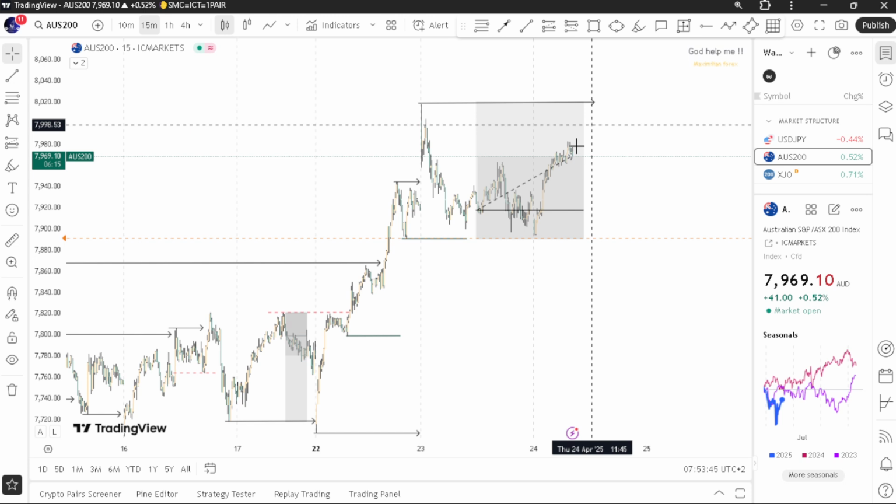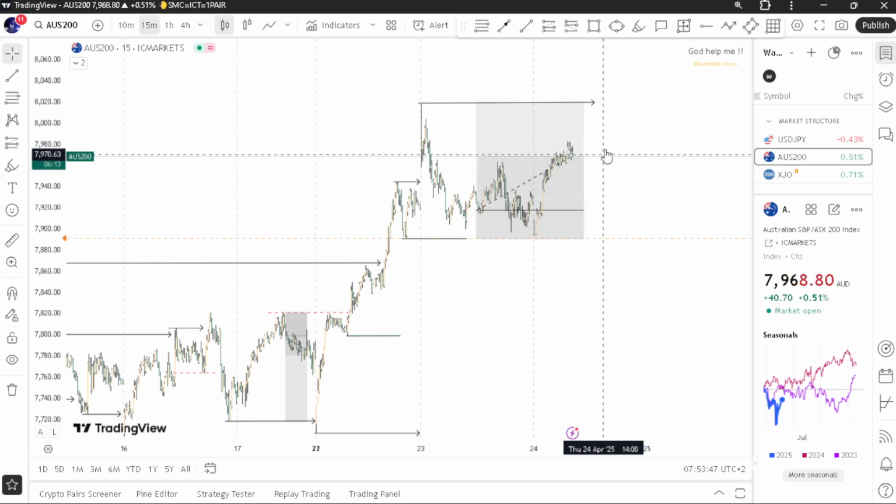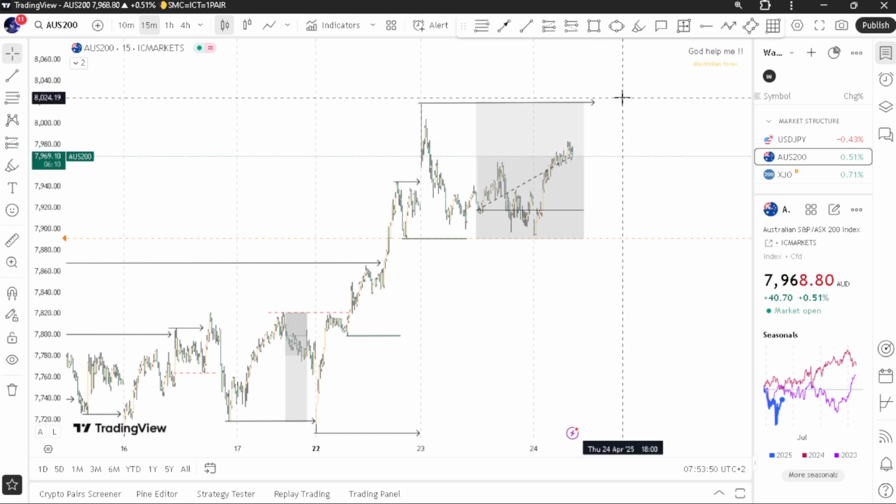But this morning on this pair, I'm expecting it to complete this move up here, like I said before. Complete this move up here. That's my directional bias for today.